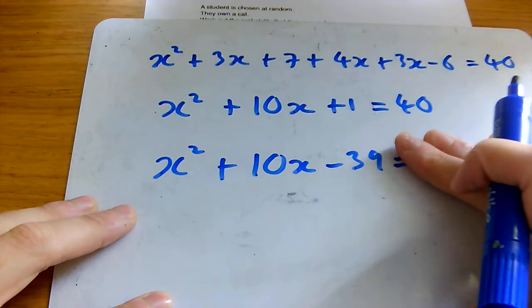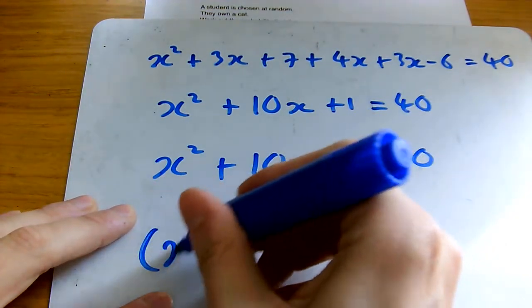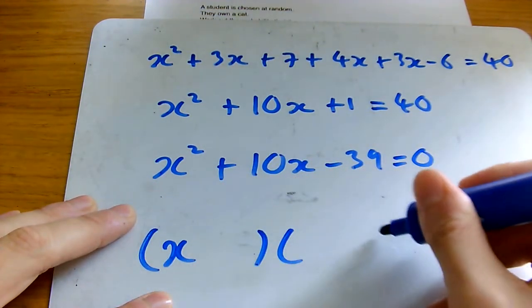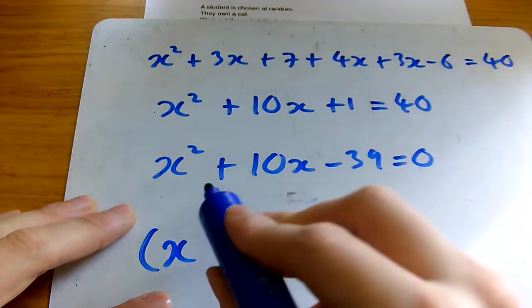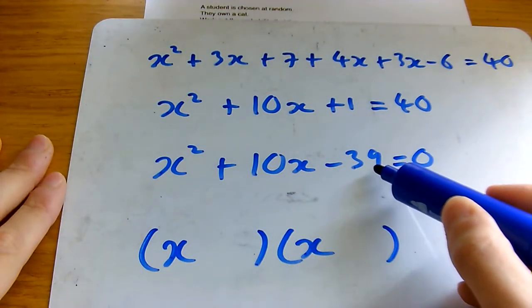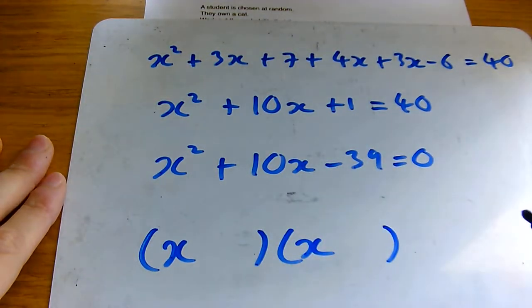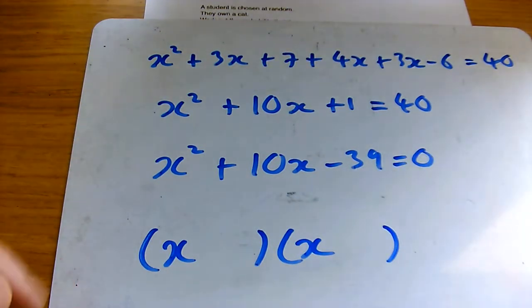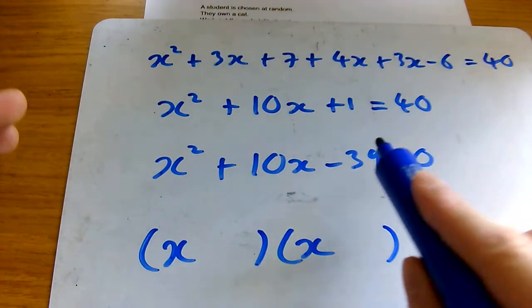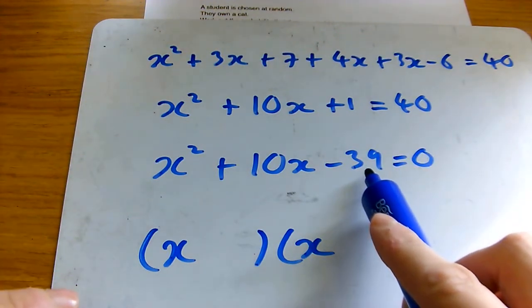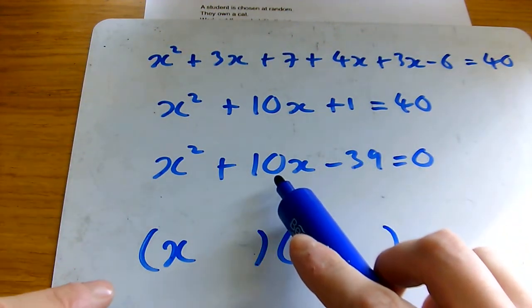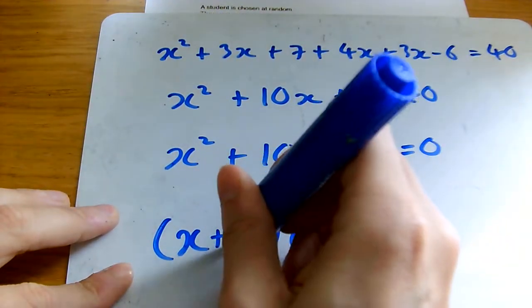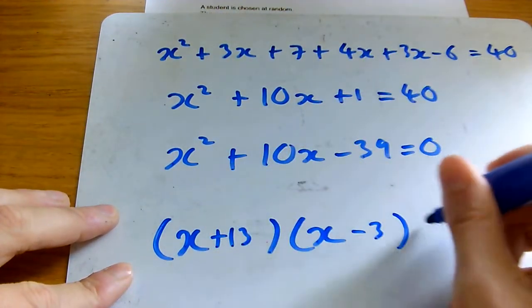Factorising that into a double bracket requires an x in the front of both, two numbers that multiply to make 39 but add up to make 10. Or negative 39, I should say. Go through some trial and error, and you'll see that it's going to be, well, 13 and 3, and it's meant to add up to positive 10, so it's going to be positive 13 and negative 3.